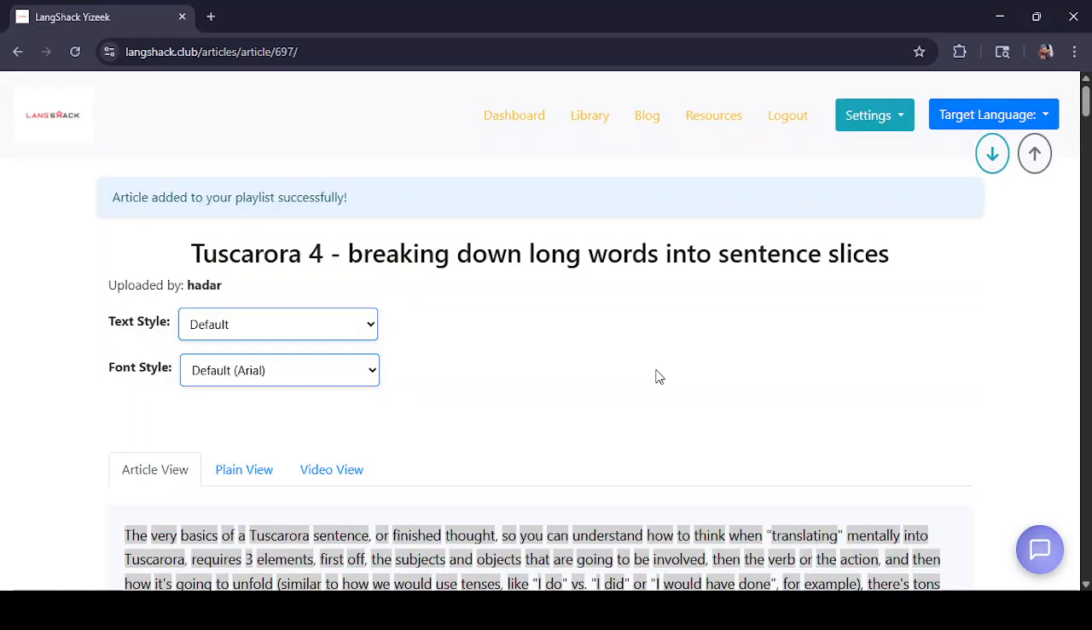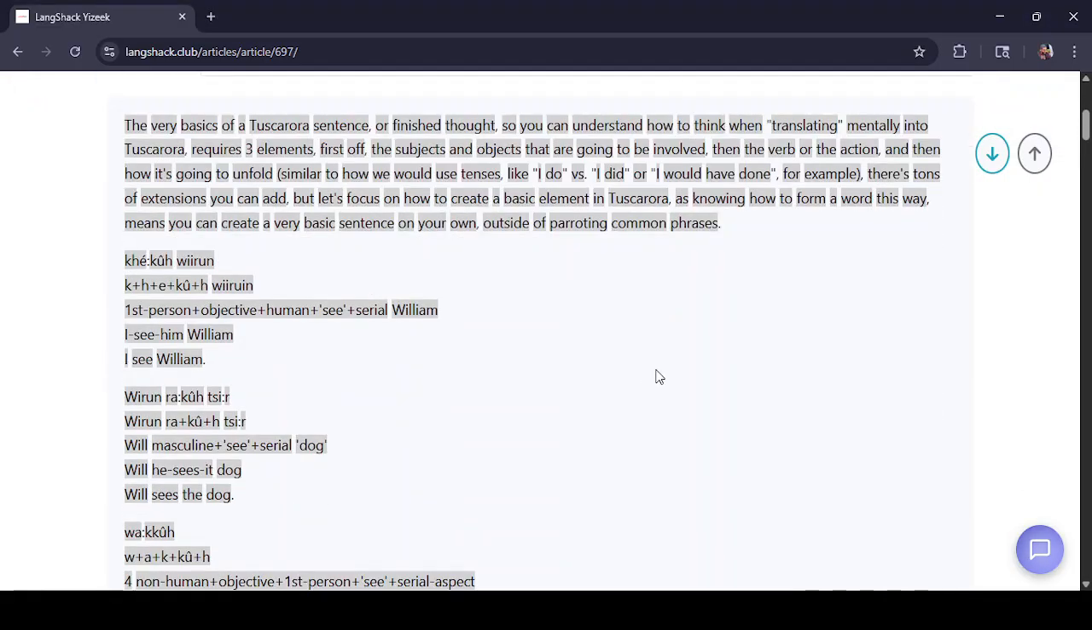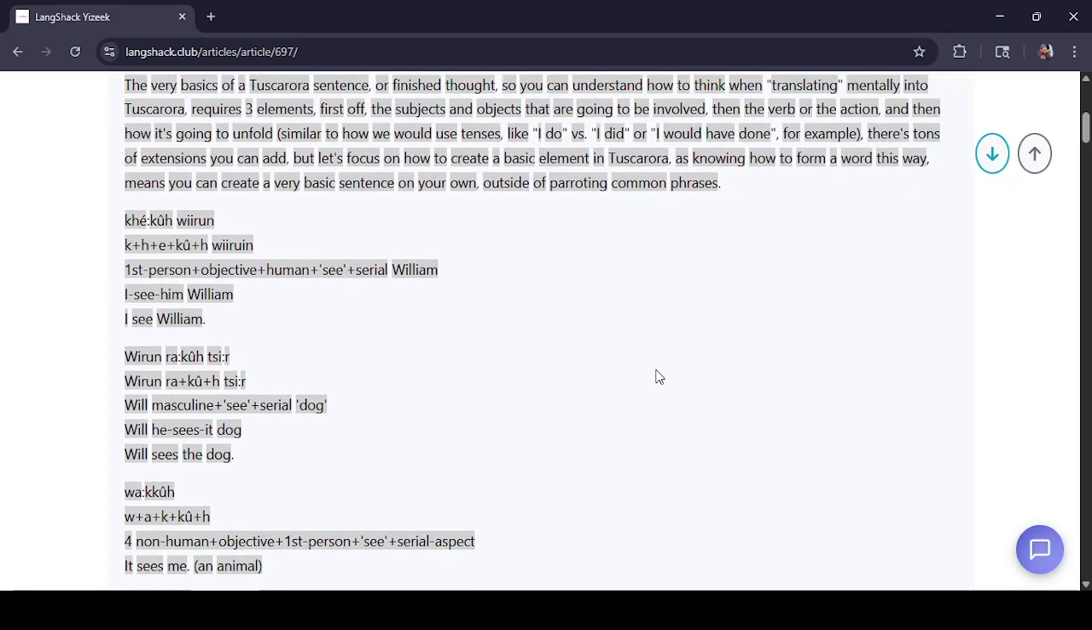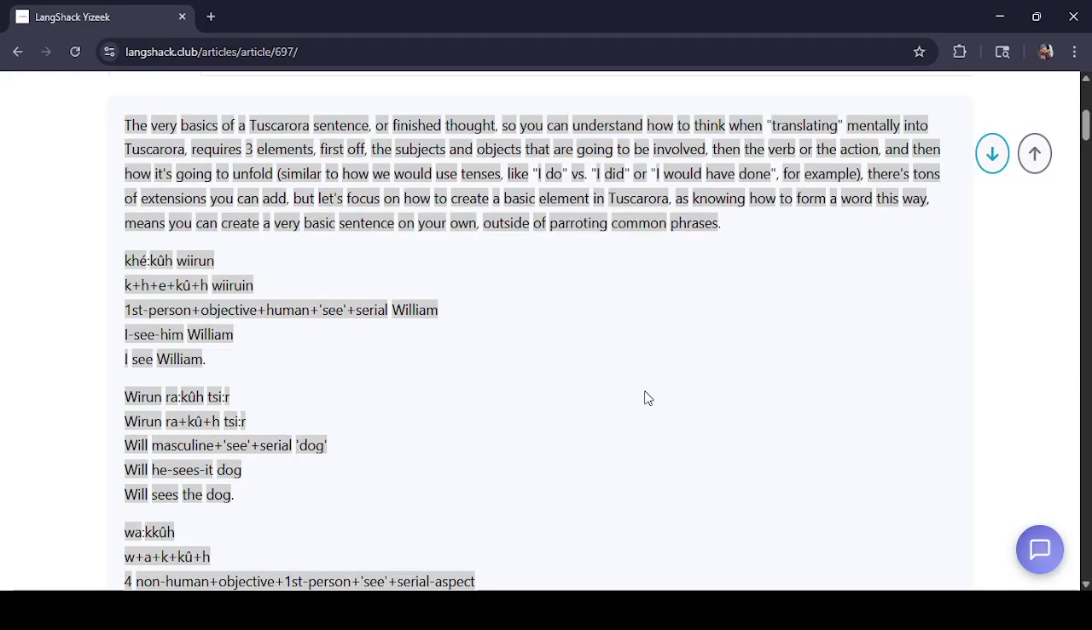So this one is Tuscarora, and currently I'm trying to make a lesson here in this language. I'm trying to break this down into small enough pieces so that a person who's going through this can easily make a simple sentence, like to say something like "I saw him," or "I see him," or something like that.